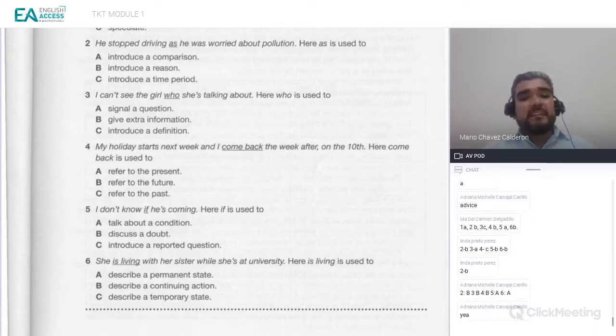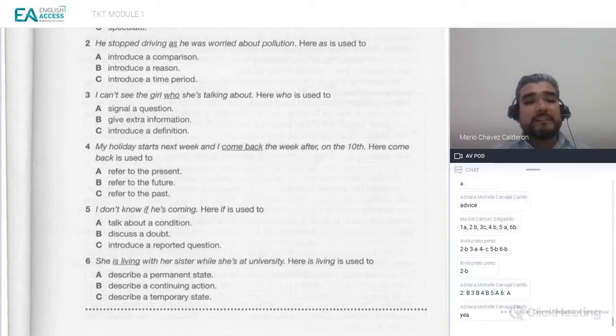"I can't see the girl who she's talking about." Here, who is used to signal a question, give extra information, or introduce a definition. The answer, ladies, is C. Good job, Carmen. Can't see the lady who. Okay.